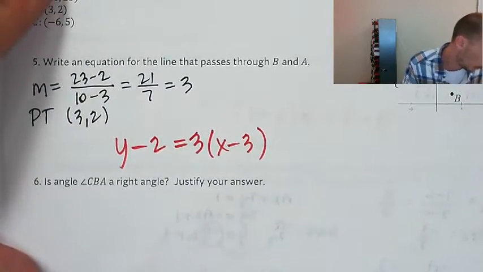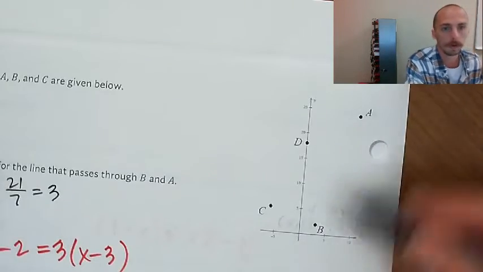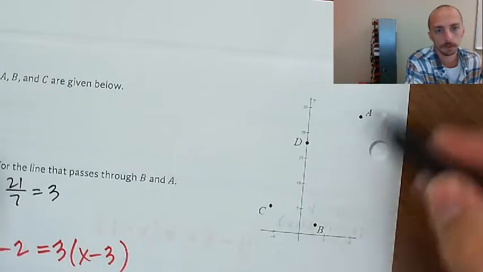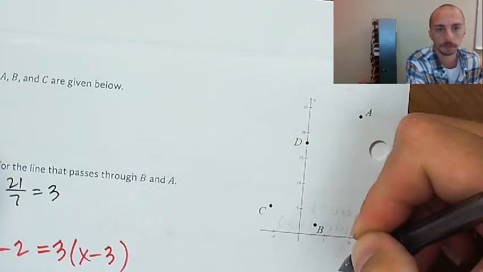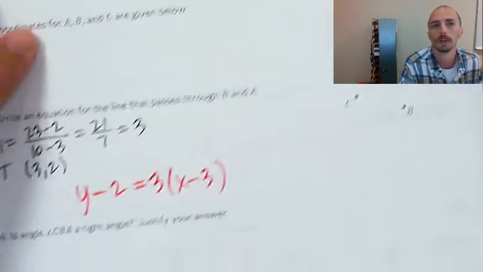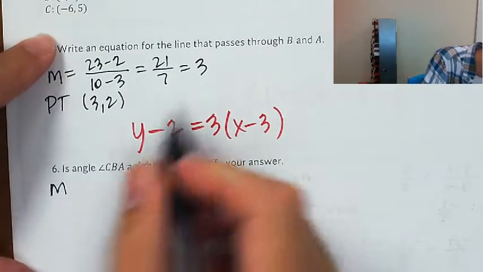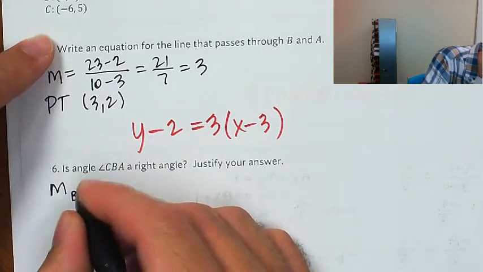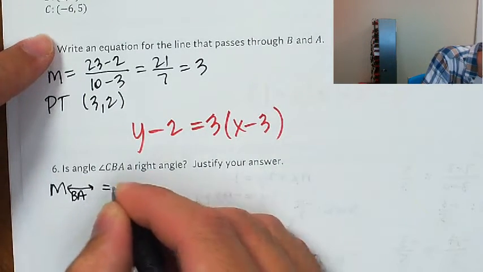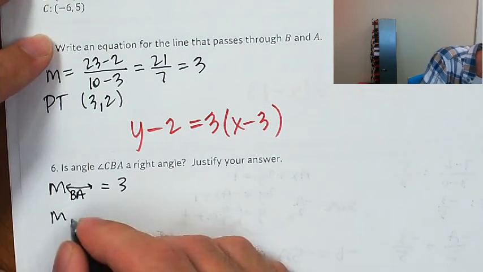Okay, now we're going to determine if CBA is a right angle. So we're going to just need the slope of the line that goes through A and B, and then the slope of the line that goes through B and C, and check to see if they're perpendicular slopes. So the slope of the line through B and A is equal to 3.